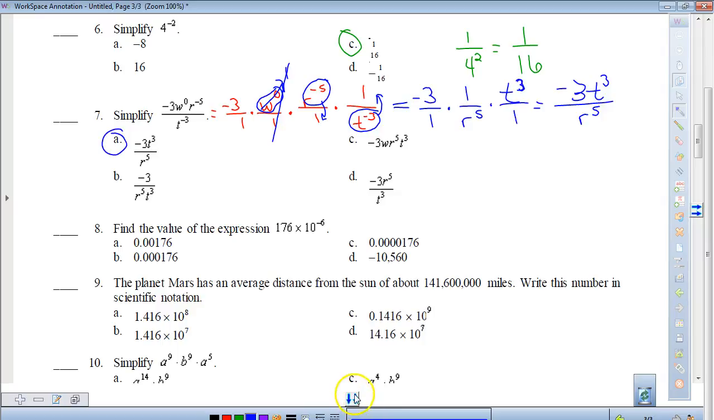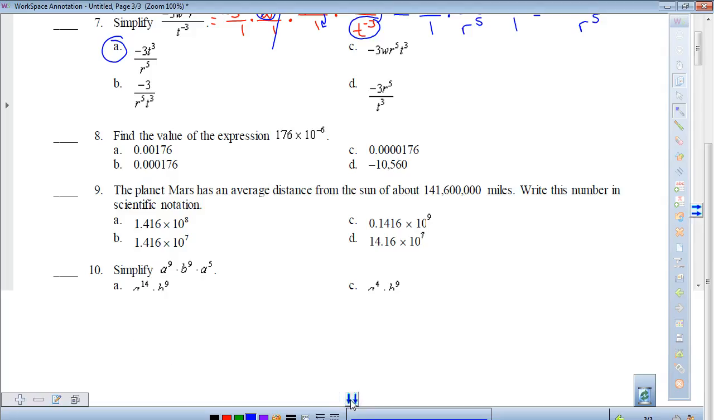Number 8 says find the value of the expression 176 times 10 to the -6th. So if we have 176, the decimal is here. It's just assumed to be here at the end of the number when it's not actually drawn in. To the -6th means that we're going to go smaller. We're going to move our decimal to the left-hand side 6 times.